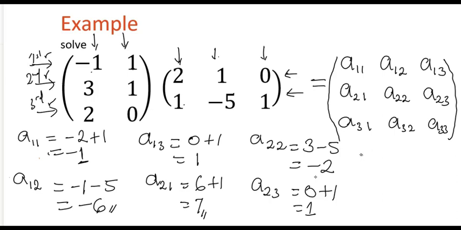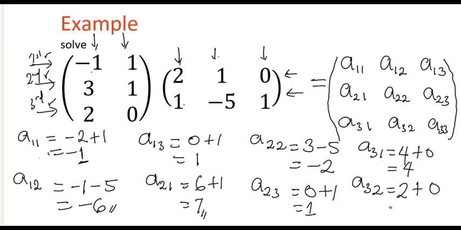Then we have the third row, first column. 2 times 2 is 4. 0 times 1 is 0. We have 4. We have the third row, second column. 2 times 1 is 2, plus 0 times minus 5 is 0. This is 2.